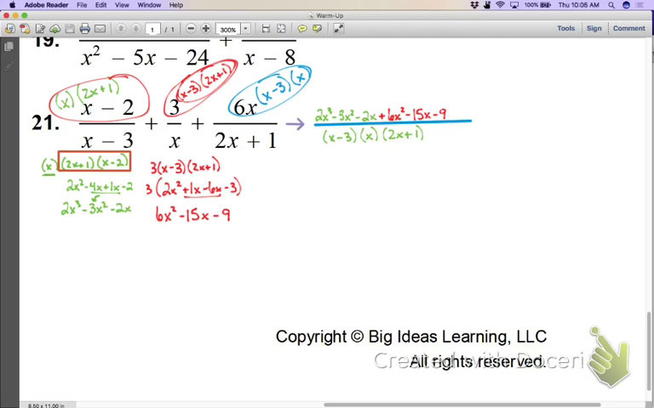The blue one is probably the easiest of all three because there's not a binomial. 6x times x minus 3 times x. x squared minus 3x times 6x is just going to be 6x to the third minus 18x squared.